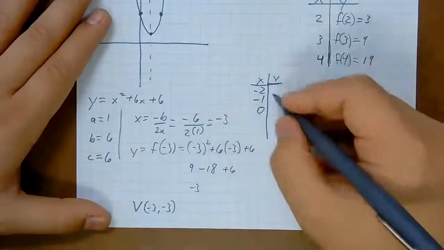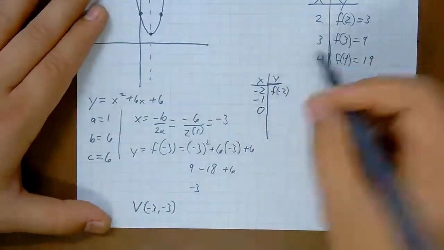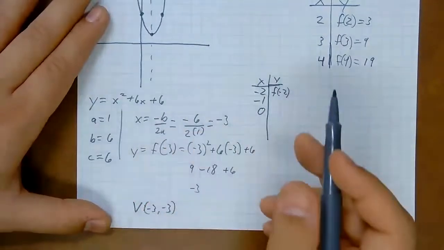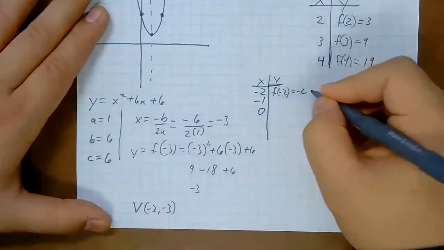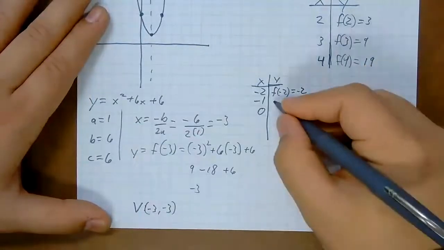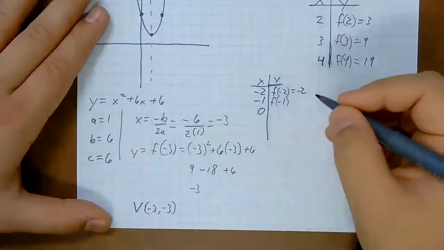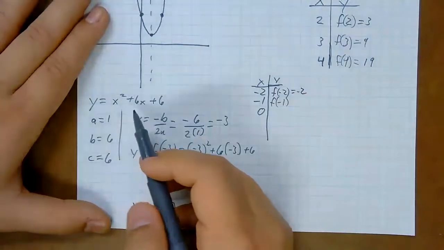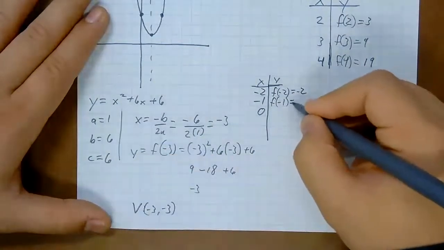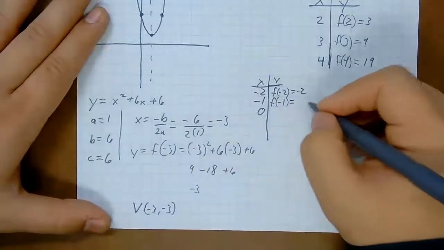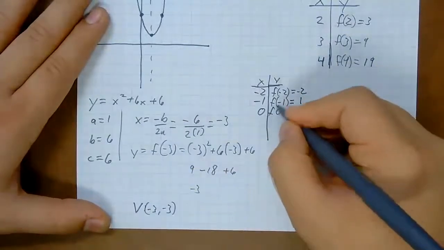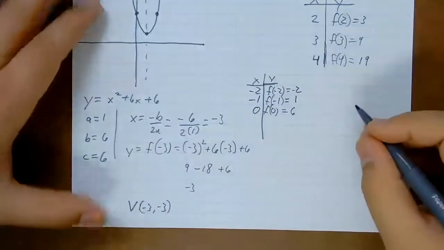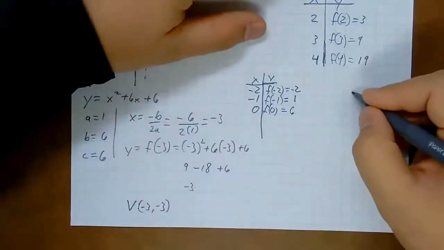Okay, let's see. f of negative 2 is 4 minus 12 plus 6. That's negative 2. Okay, f of negative 1. That's 1 minus 6 plus 6. That's 1. f of 0. That's 0 plus 0 plus 6. That's 6.